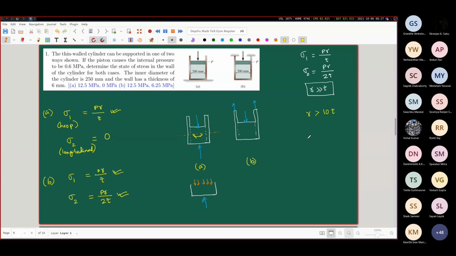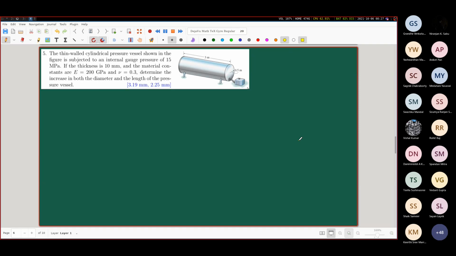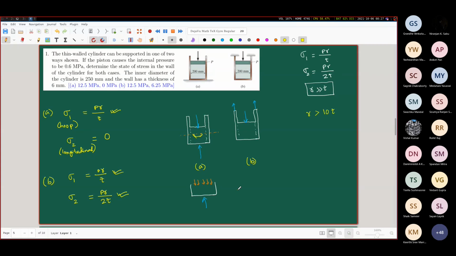Let me stop lecturing and go on to the next problem. Sir, from the previous lecture, I had a doubt in the FBD of the second one, sir. Yes, tell me, what is the doubt? Means I am getting zero, sir. What is getting to be zero?